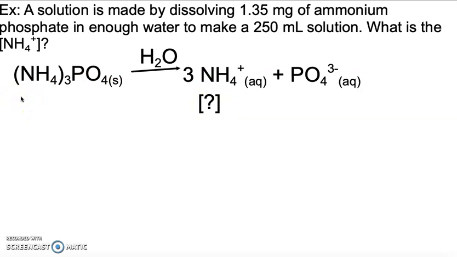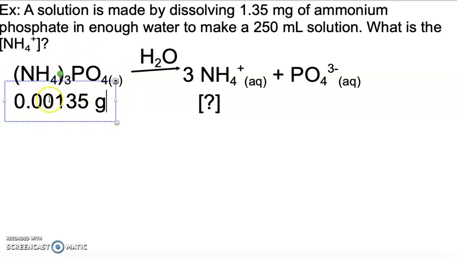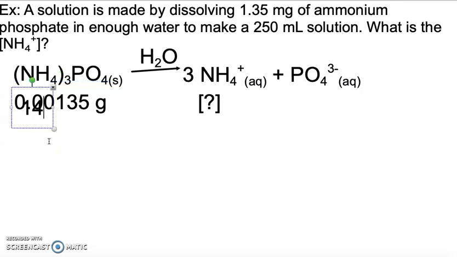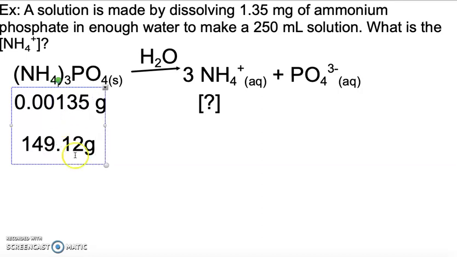So what we've been given is the mass of the ammonium phosphate, right? So we know 0.00135 grams. Because I have a mass, I'm going to need to go get a molar mass. Okay, and molar mass for ammonium phosphate is 149.12 grams, and that is per mole.